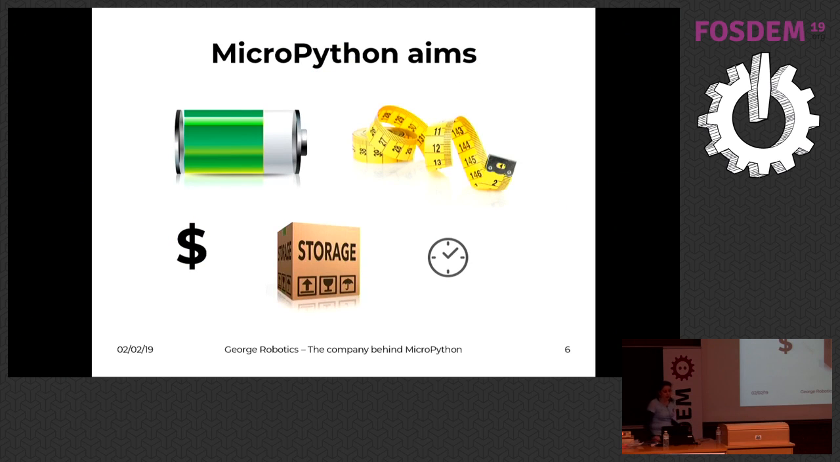What MicroPython aims to be is, on the one side, for low power applications. It wants to be small in terms of code. It doesn't need a lot of storage space to run in, and of course, most importantly, it wants to be fast. All this combined together makes it most efficient.